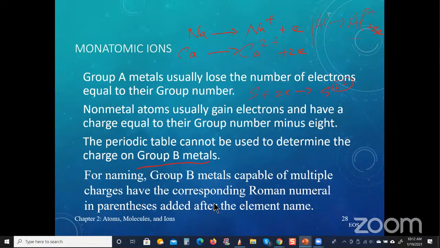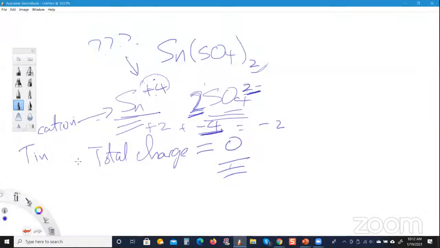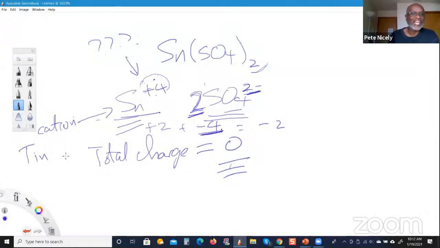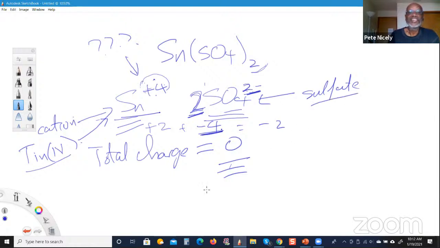All right? So tin IV. Exactly. Tin-4 or tin IV, which is 4 in Roman numerals, right? So that would be the name of this cation here. The name of this anion here is sulfate. All right? So therefore, when you put this together with this, the name becomes tin-4 sulfate.